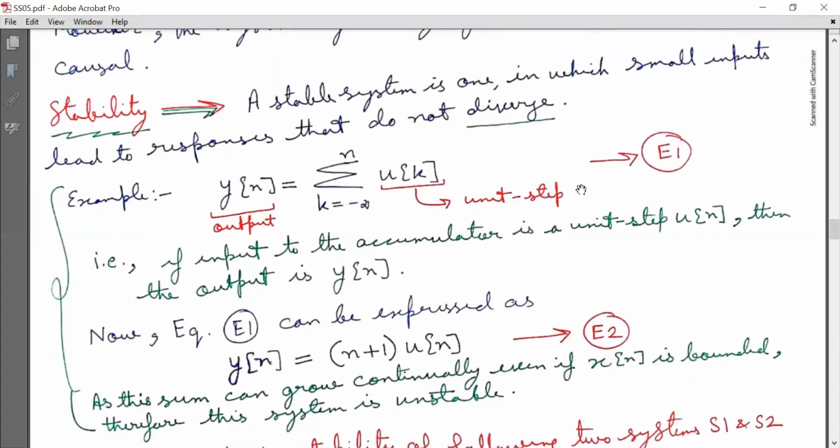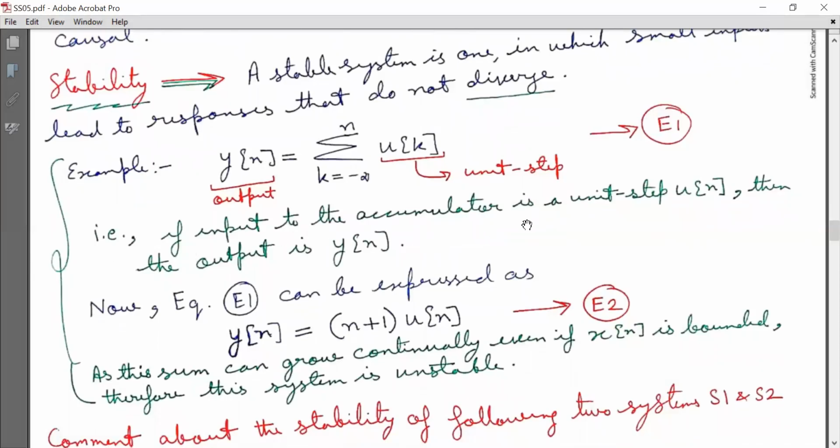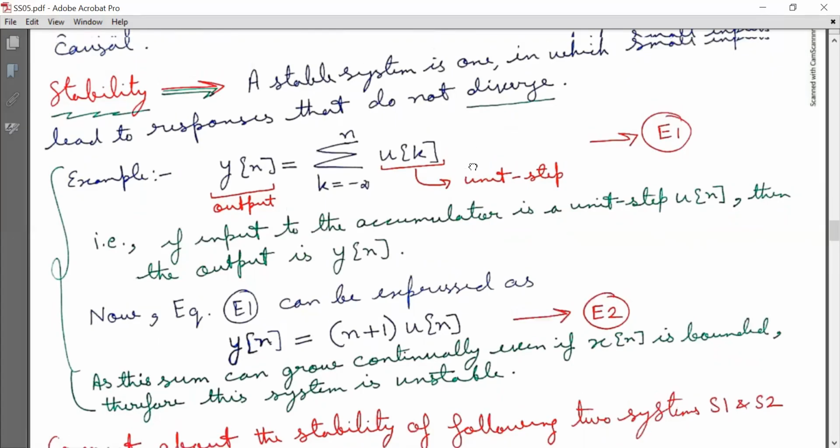The most important feature of a system is stability. A stable system is one in which small inputs lead to responses that do not diverge. So the example, y[n] output is equal to summation k running from minus infinity to n u[k]. This is the unit step function, marked as equation E1. That is, if the input to the accumulator is a unit step u[n], then the output is y[n], this. So the input to the accumulator is a unit step.